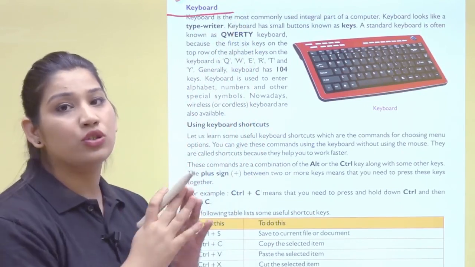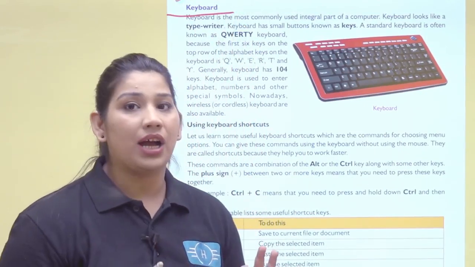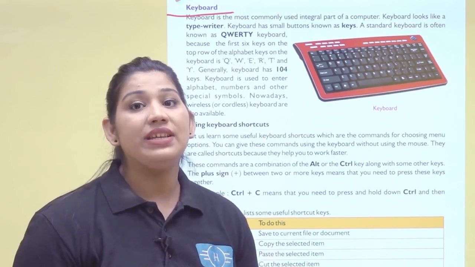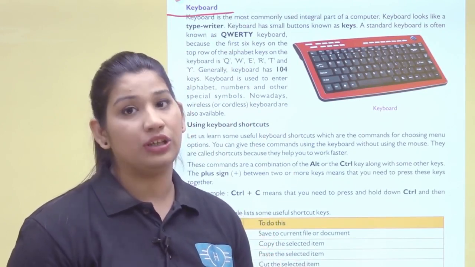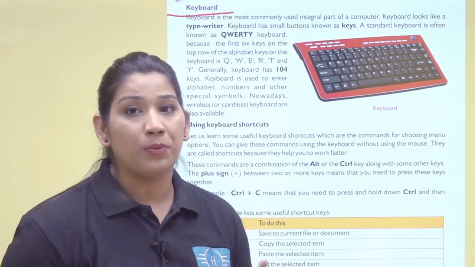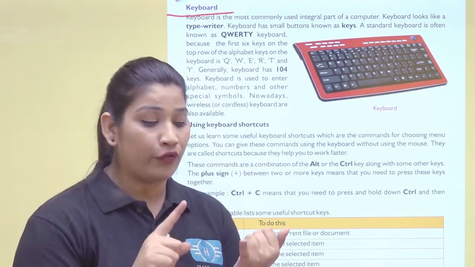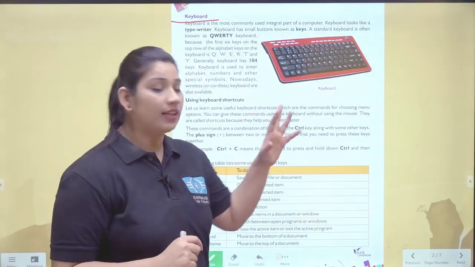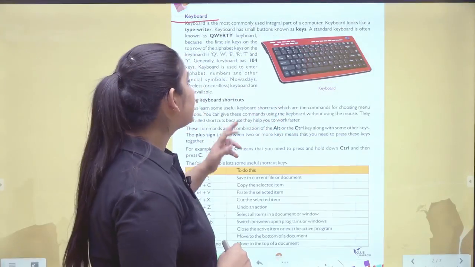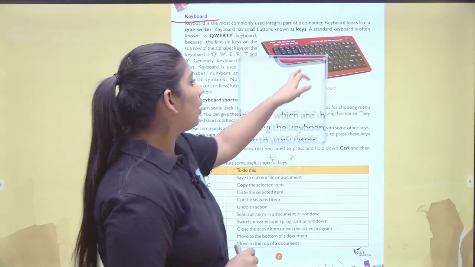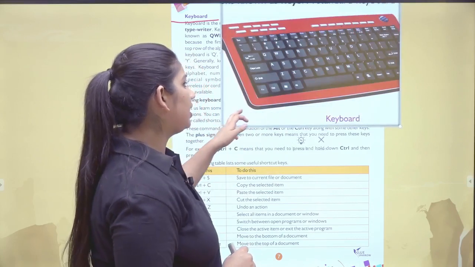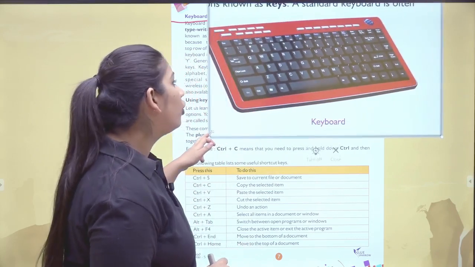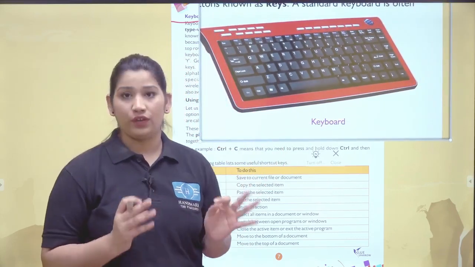Keyboard is the most commonly used integral part of the computer, which means it is an important part of the computer. It is used to feed information on the computer in the form of words, numbers, symbols, etc. The keyboard looks like a typewriter. Have a close look at the keyboard. You must have seen a keyboard in your school or at your home. This is a kind of keyboard.